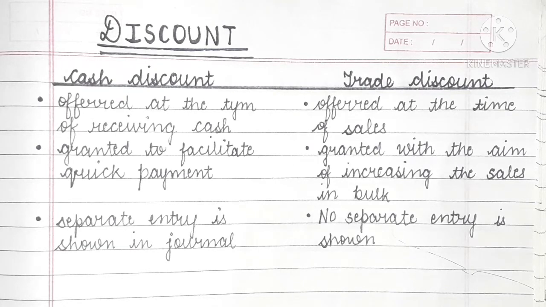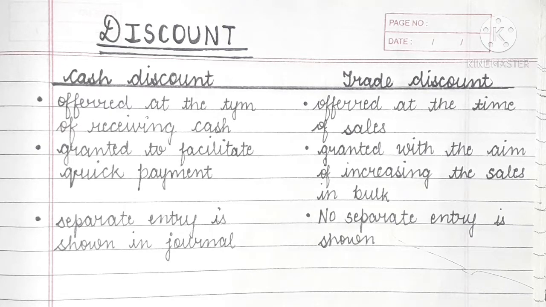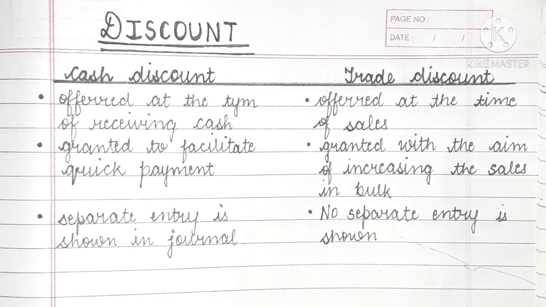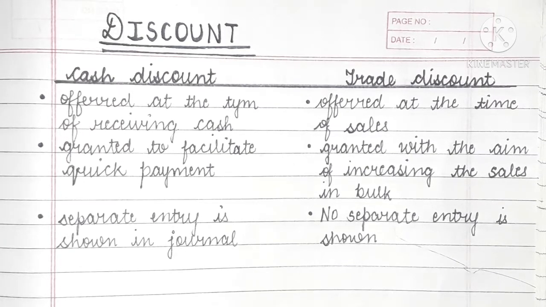Discounts are of two types. First one is the cash discount and the second one is the trade discount. Here we have the major differences between the cash discount and the trade discount. First, cash discount is offered at the time of receiving cash. It means that the supplier, manufacturer or the shopkeeper, whoever is providing the goods to you, offers the cash discount only when he receives a cash payment. So you cannot receive a cash discount if you are purchasing anything on credit.